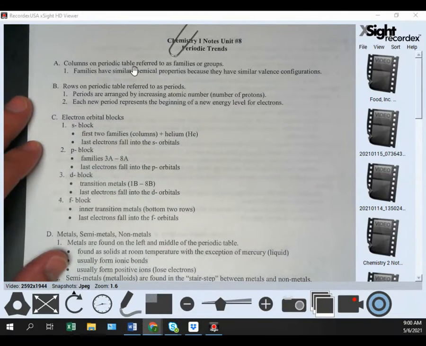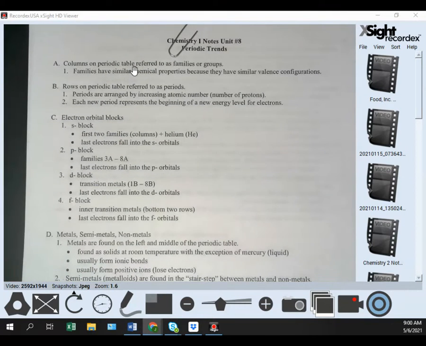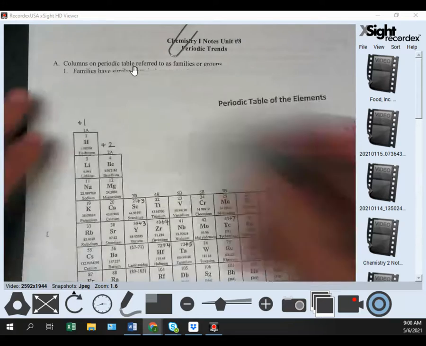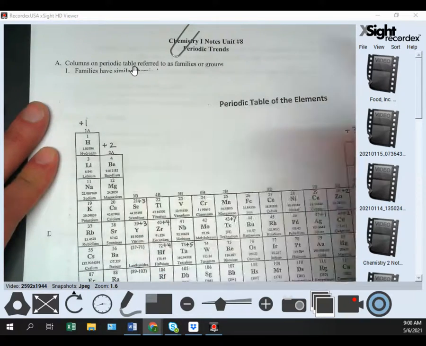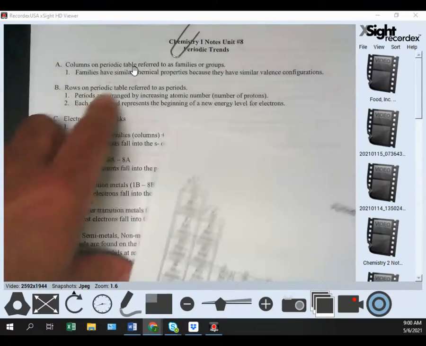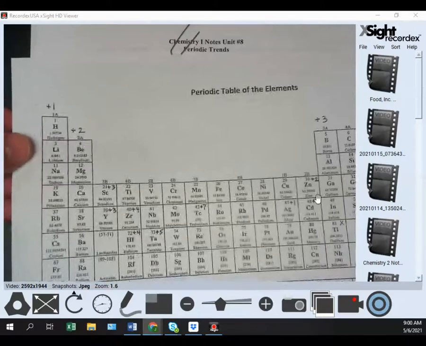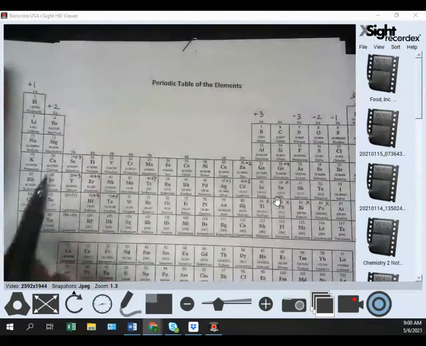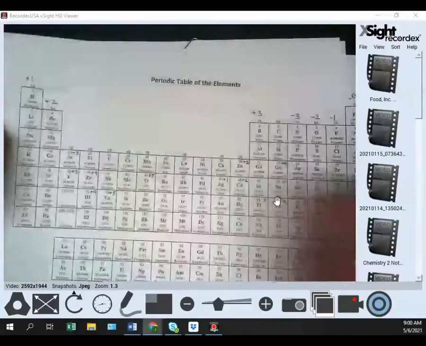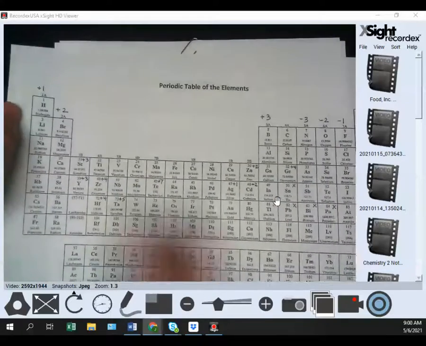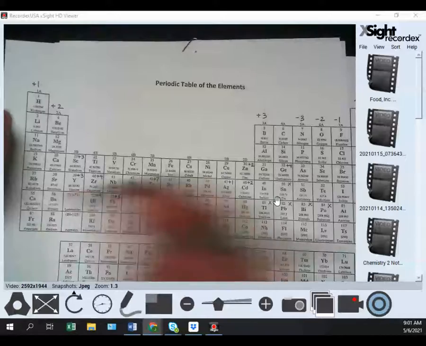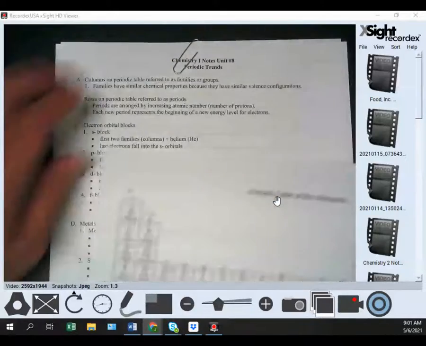Names of stuff. Columns are vertically up and down. Columns on the periodic table are called families or groups. So that's vertically like this. And rows across are referred to as periods. The way I remember it is you read a sentence horizontally, left to right, and it ends in a period. So horizontally are called periods, and families or groups are vertical.